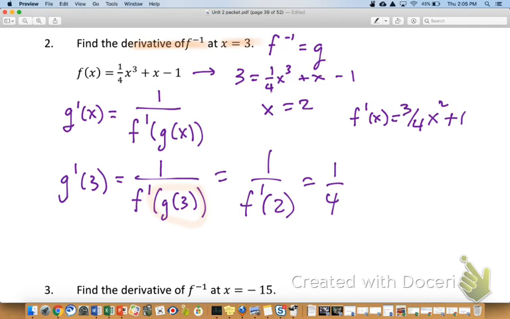Make sense? So the only little trippy point that people get hung up on a little bit is how do I handle the g of 3? That's where you say, hey, an input for g is an output for f. Do a little educated guessing and checking, and you should be in good shape. Okay.